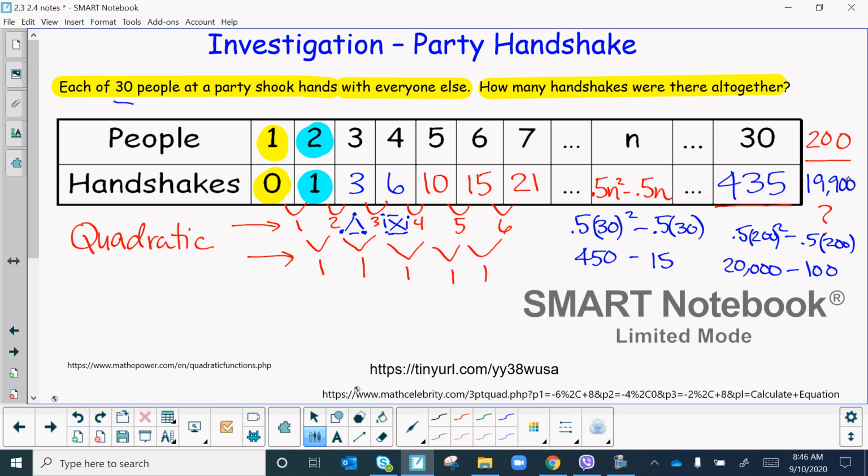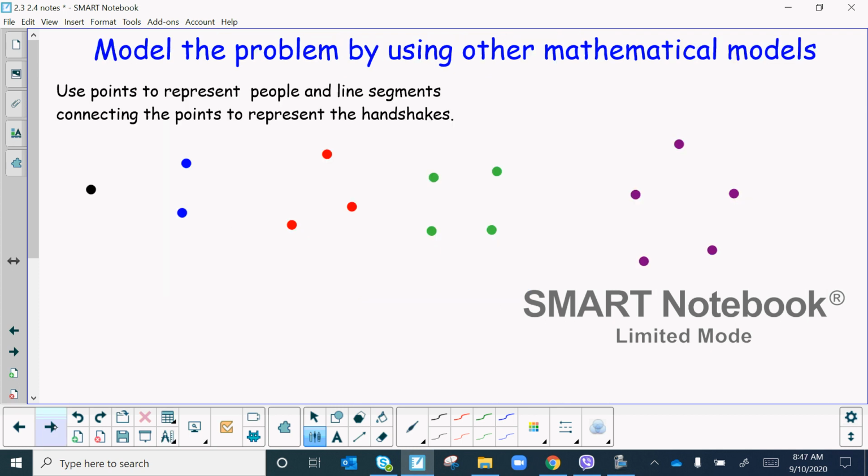But the main thing is you want to use one of these websites to help you find the quadratic regression or the quadratic equation. Again, this is the part that you're going to have to really look at right here. You have to determine if it's quadratic. If it's linear, it's pretty easy. So how would you do it without the calculator?